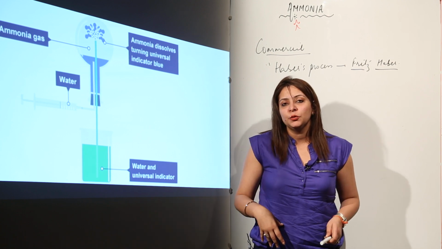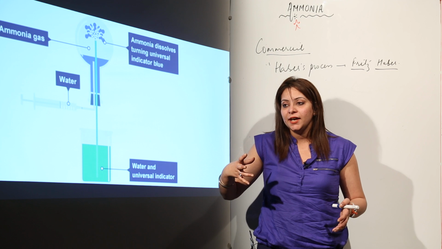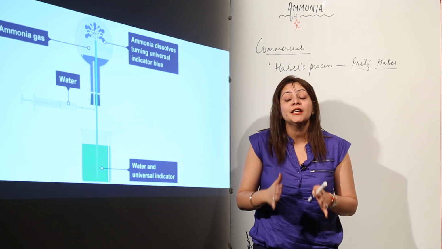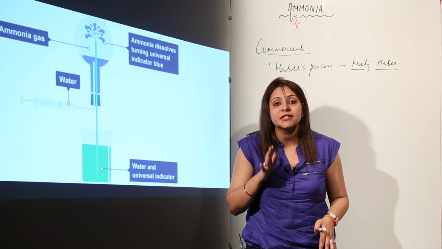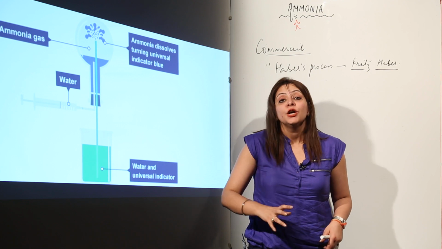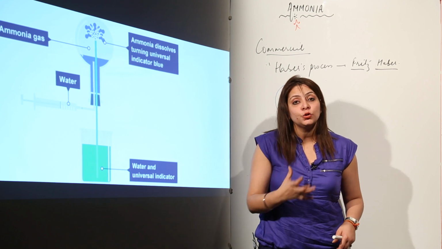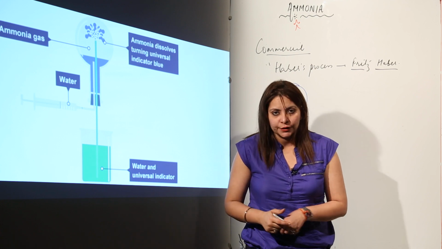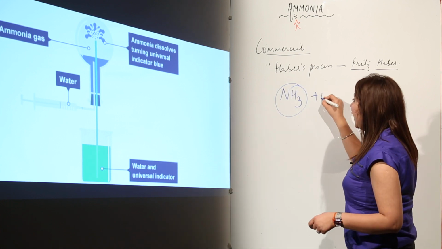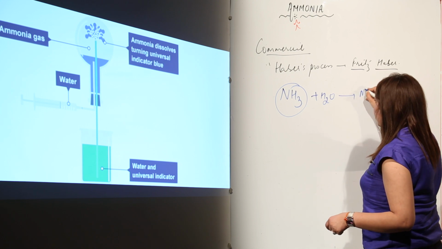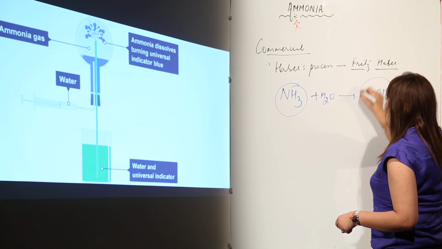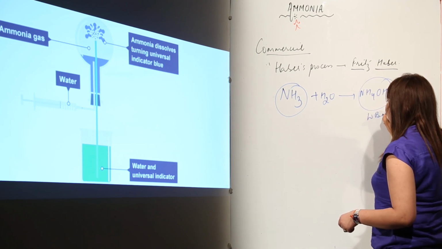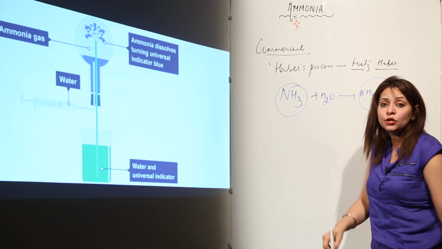So if you have dry ammonia and you pour a litmus solution on it, nothing is going to happen, because dry ammonia is neutral in nature. But you will be surprised to know that ammonia actually has a great solubility in water. So what happens when ammonia reacts with water? It forms ammonium hydroxide, which is a weak base. As you can see, it has the hydroxide ion.